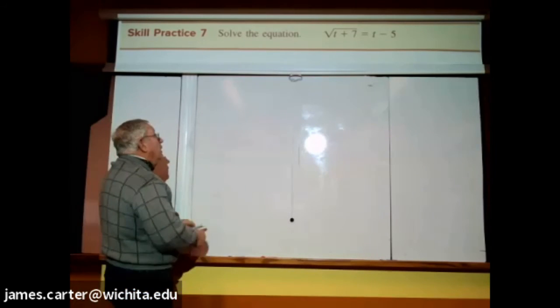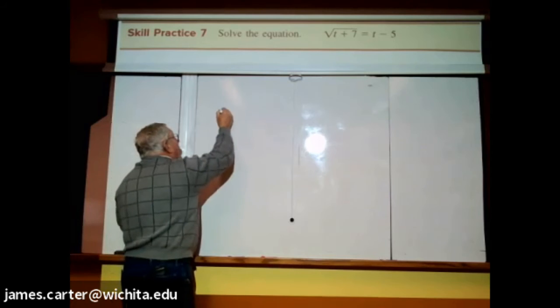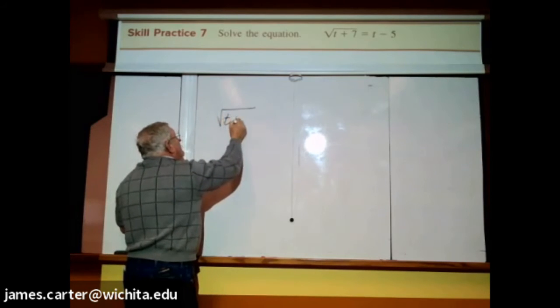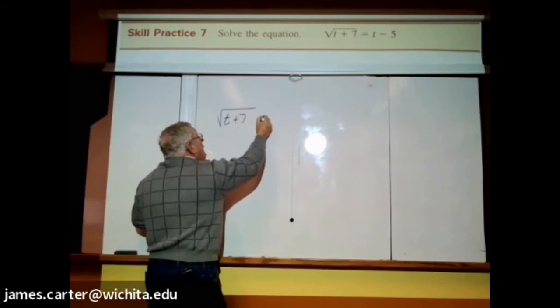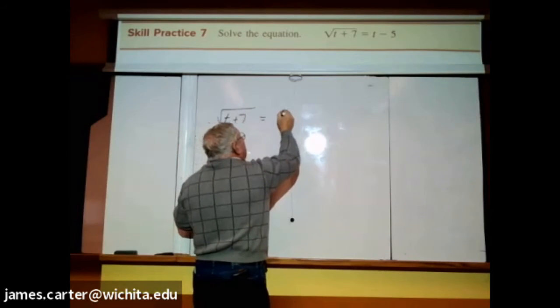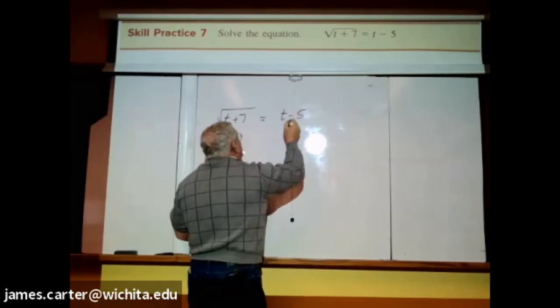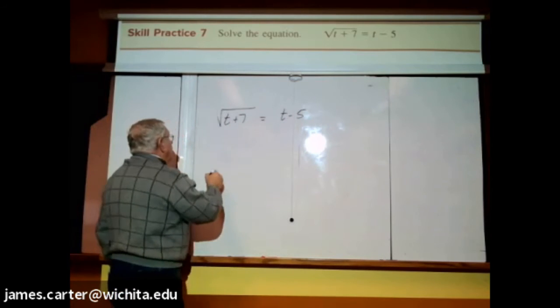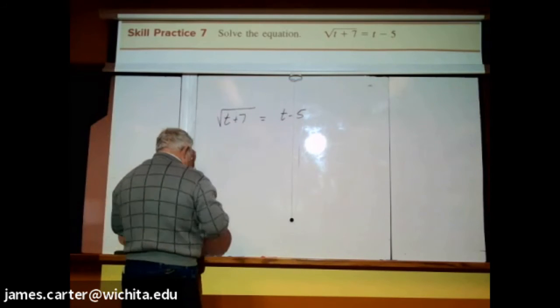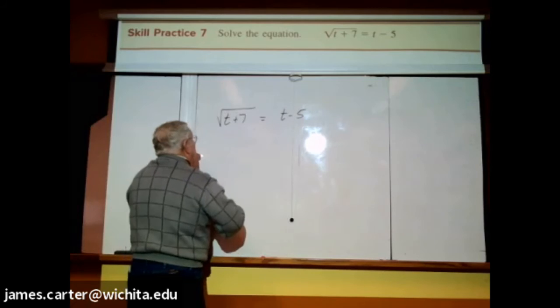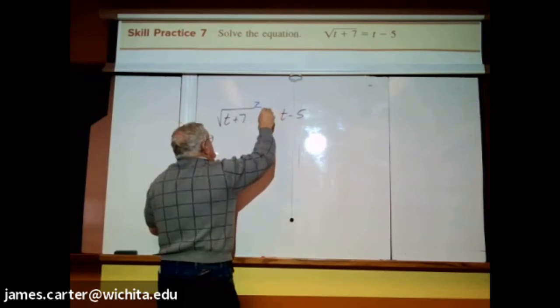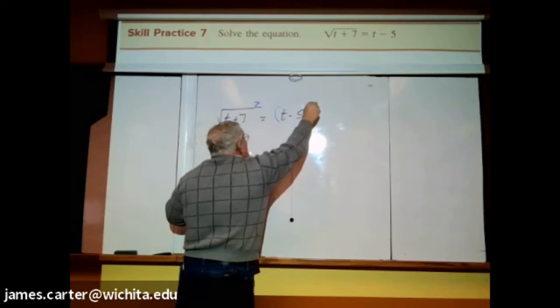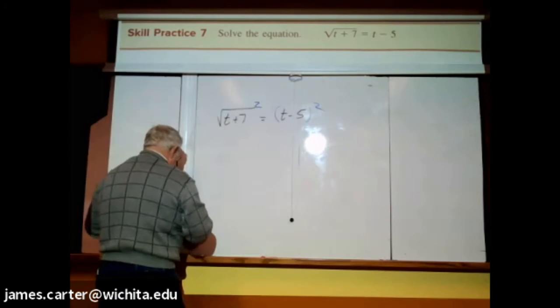Okay, what about this one? The square root of t plus 7 equals t minus 5. I've already got my radical isolated, so that makes it pretty easy. So what I need to do now is square both sides, square that, and square this.